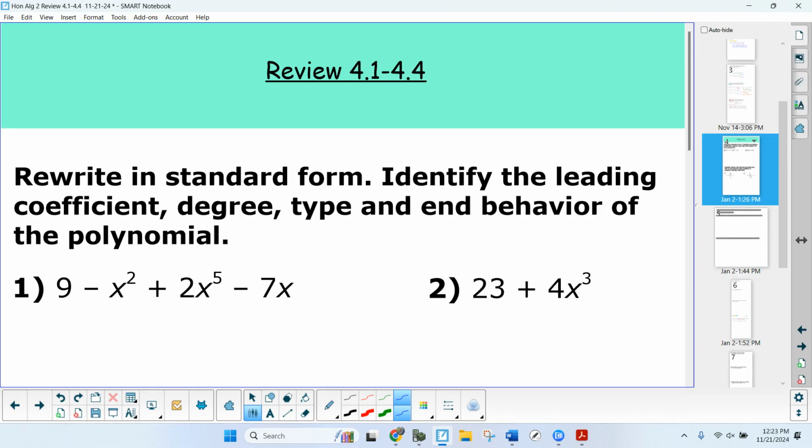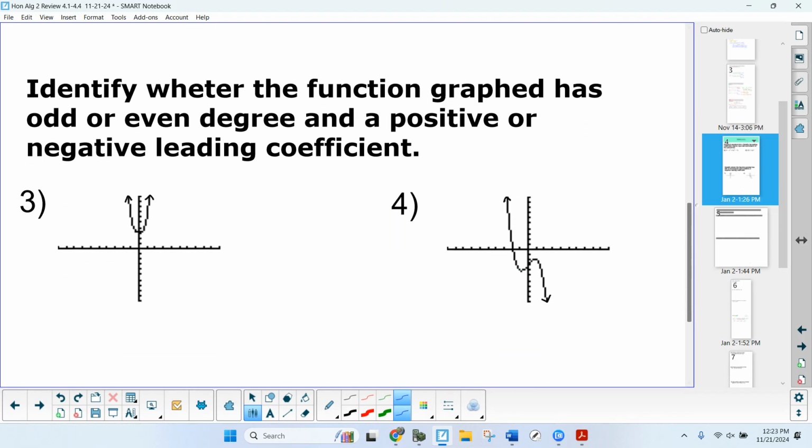And end behavior. If it's even, then both of the ends go what? Up. If it's even and positive, they go up. If it's even and negative, they go down. If it's odd, they go in opposite directions. So if it's odd and positive, they go this way. Odd and negative, that way. Are you guys good with that behavior? Okay. How about this one? Just tell me whether it's even or odd and positive or negative. What's this one? Even and positive, because they both go up. How about this one? Odd, because they're going in opposite directions.